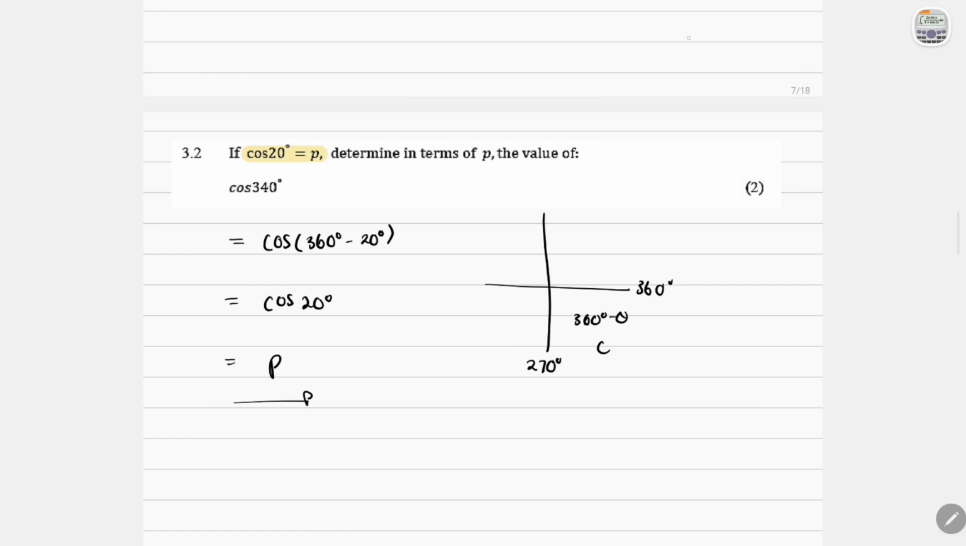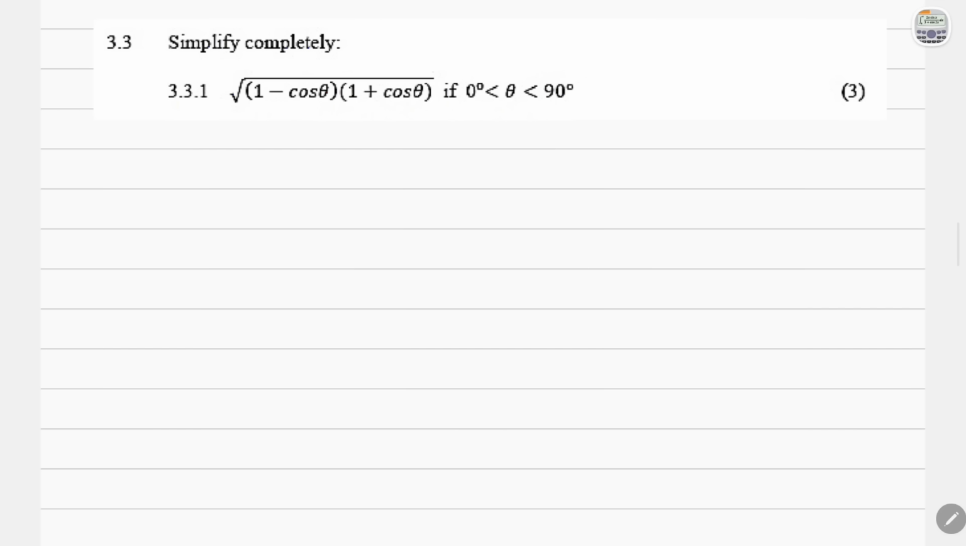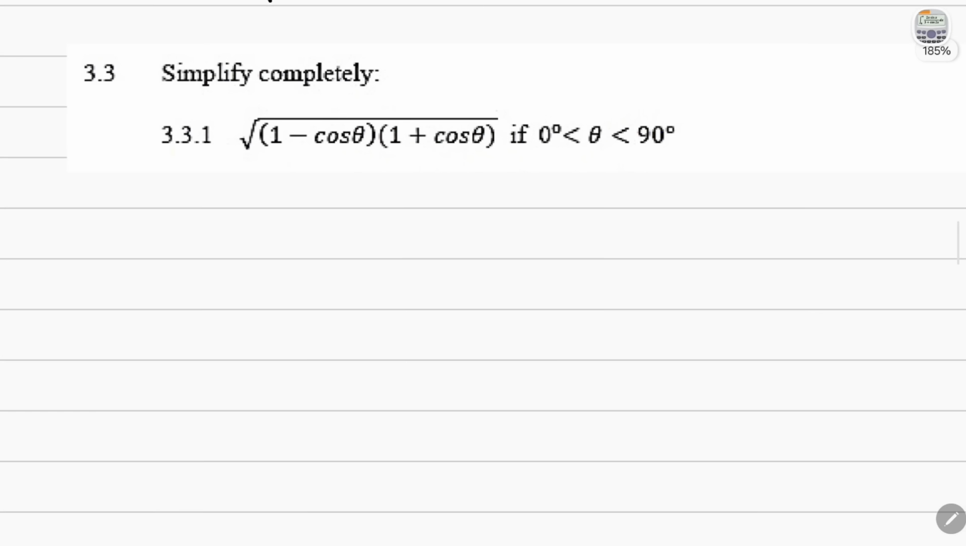Moving on to the next question. Question 3.3 says, simplify completely. And 3.3.1 gives us this trig expression and says we need to simplify this if theta is greater than 0 degrees but less than 90 degrees. That may be needed in the second question, but not really here because we're not trying to solve for theta. All we're doing is simplifying this. Do you see how the brackets look almost identical? We have 1, we have cos theta and cos theta, but then we have a minus and a plus. What does that remind you of?